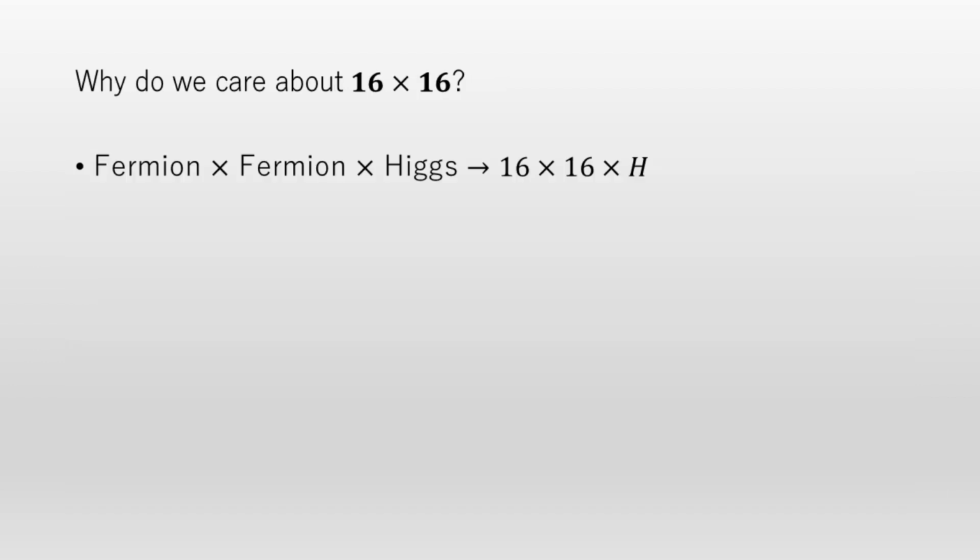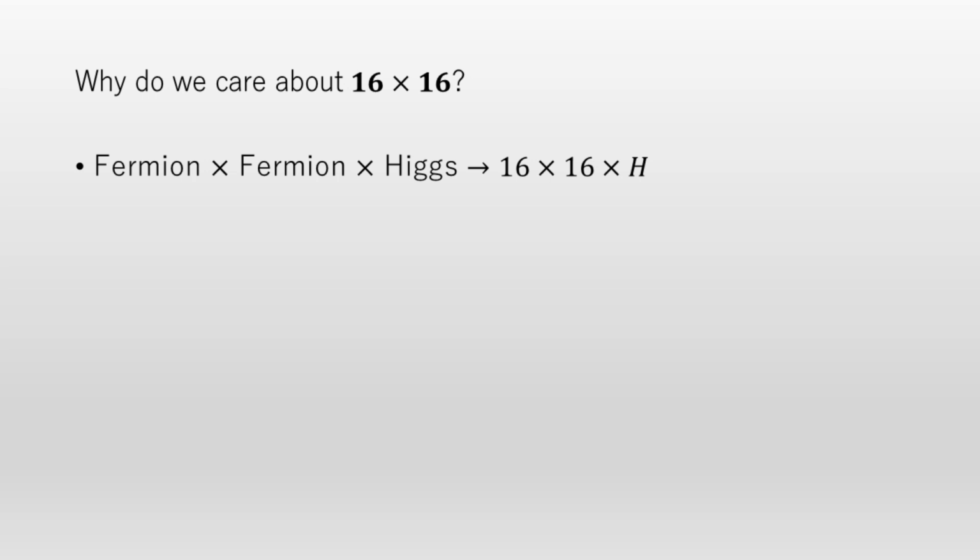Before moving to larger tensor numbers, we must address a natural question: why do GUT tables focus so heavily on the product 16 times 16? The reason comes from the core structure of quantum field theory. Lagrangians must be gauge invariant scalars. To build a mass term or a Yukawa interaction for fermions, we must couple 2 fermion fields together with a Higgs field.